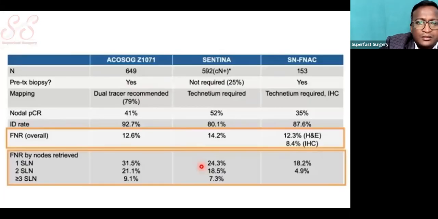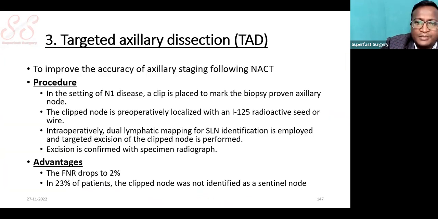So these are 3 randomized controlled trials: Z1071, Sentina, and SN FNAC, which concern sentinel lymph node biopsy post NACT.